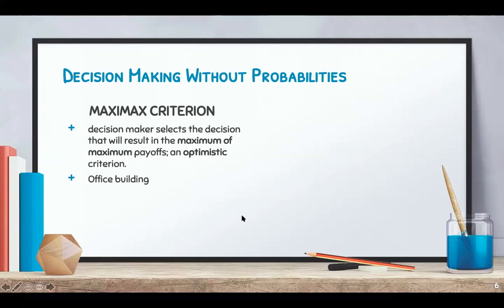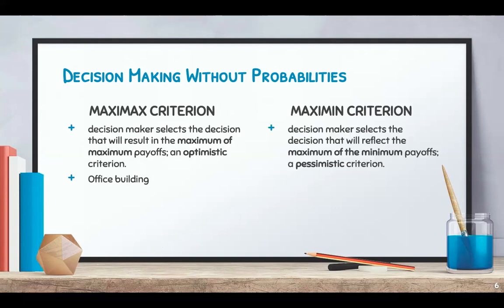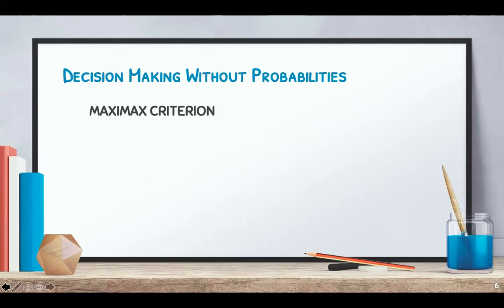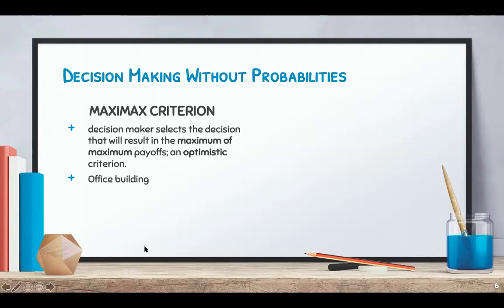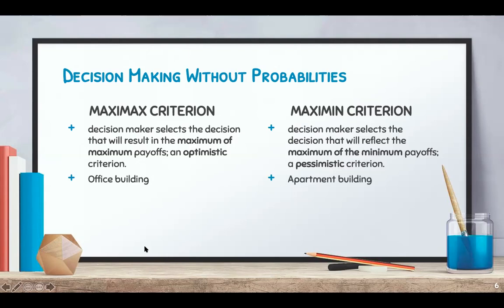The opposite of the Minimax criterion is the Maximin criterion. In this criterion, the decision maker selects the decision that will reflect the maximum of the minimum payoffs. This is the pessimistic criterion. So if we go back to our table, the minimum given the states of nature is in the poor economic conditions. The maximum of the minimum payoffs is the apartment building at 30,000. So in the maximin criterion, the decision maker will select the apartment building. So maximax and maximin.